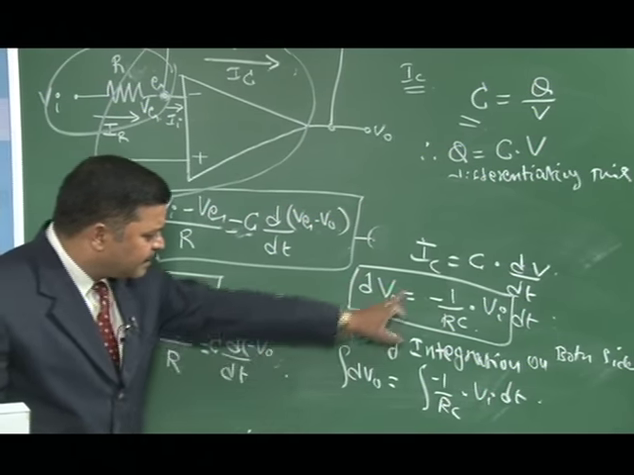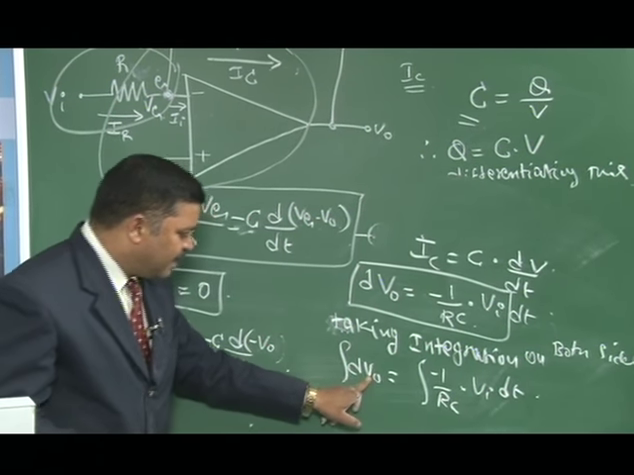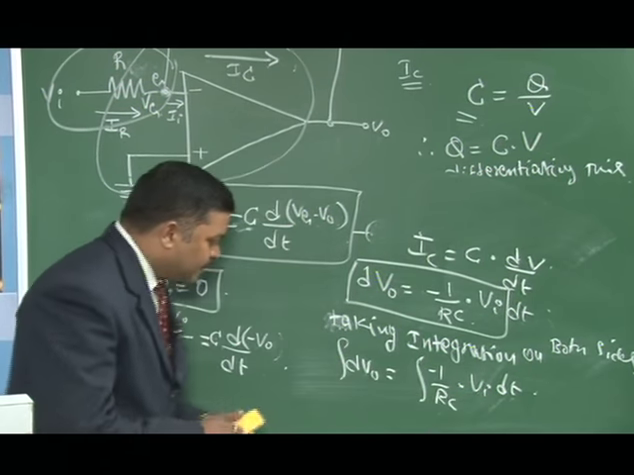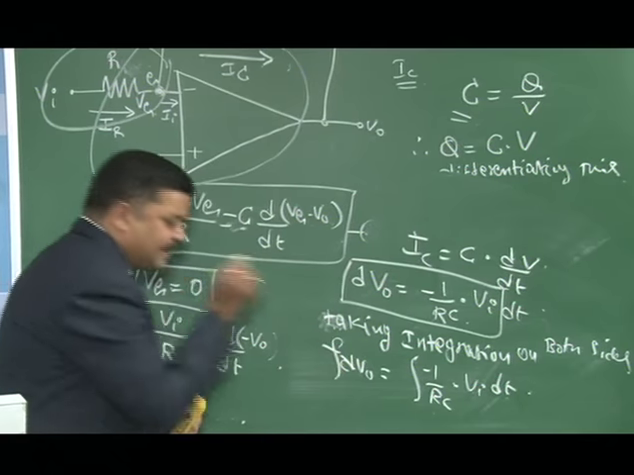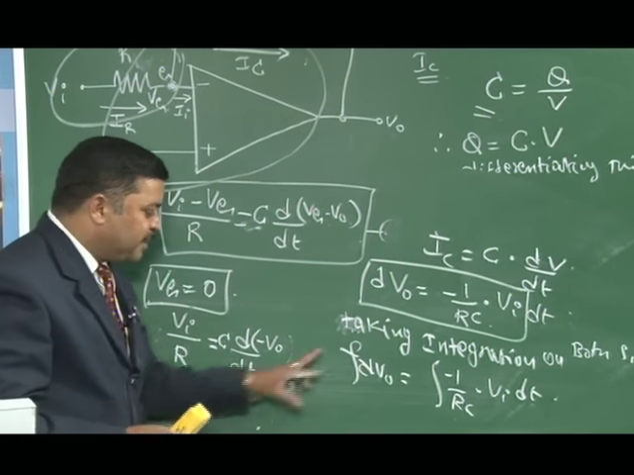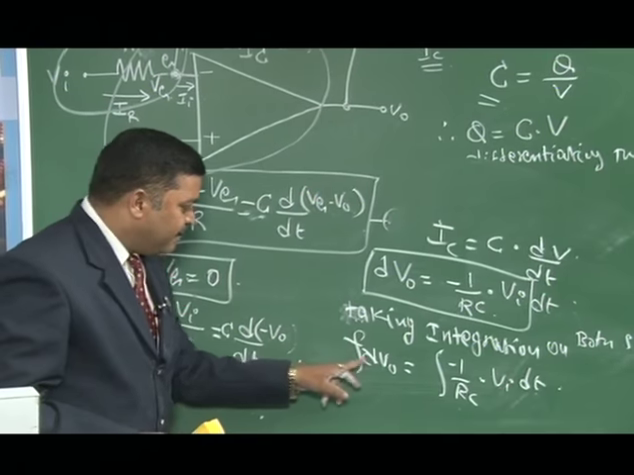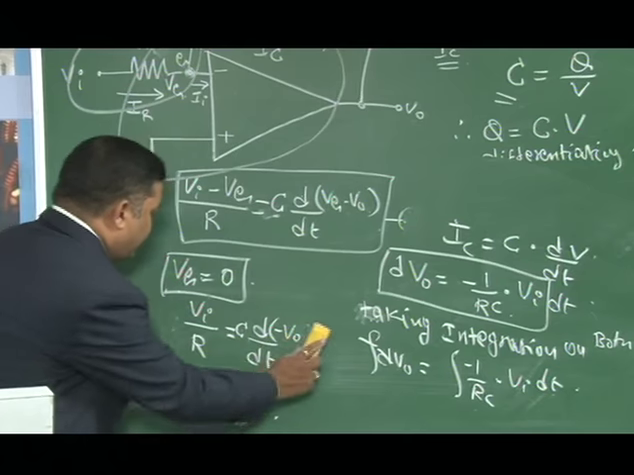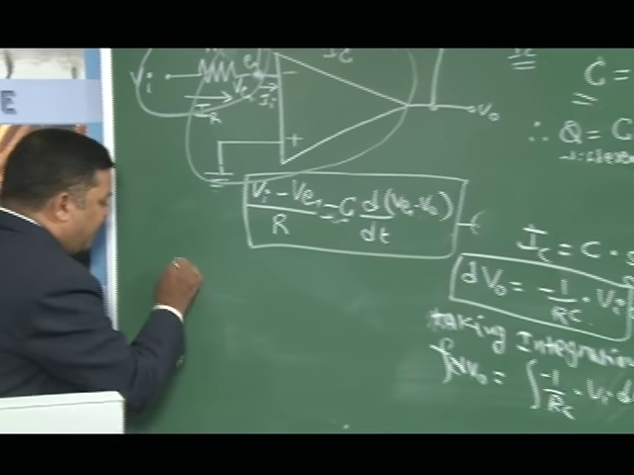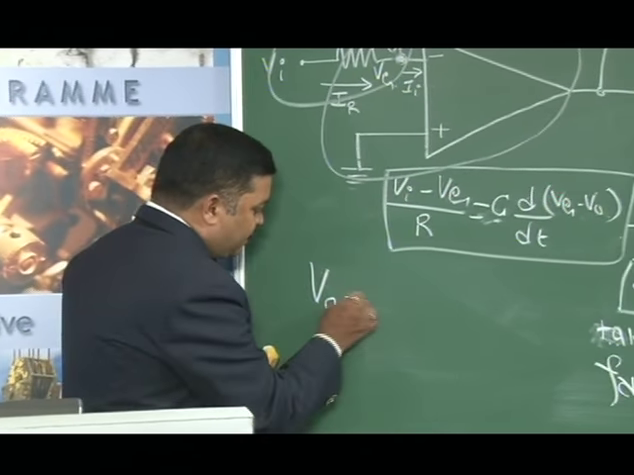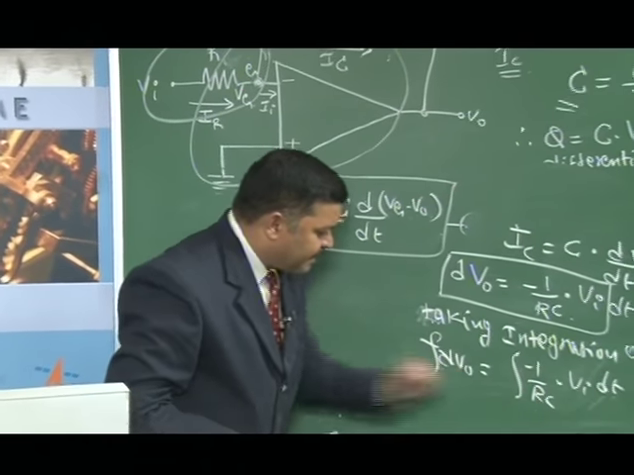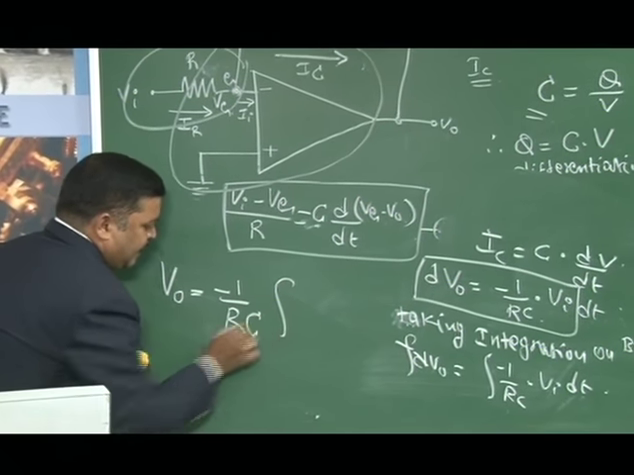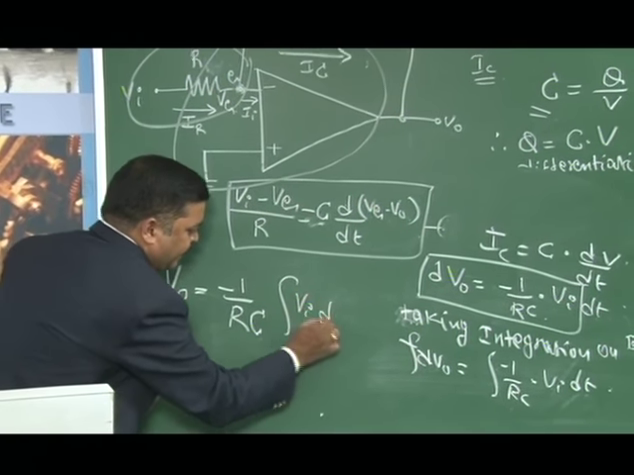So, if we take integration on both sides, integration of dV naught is equal to integration of minus 1 by RC into Vi dt. See here, d and integration cancel, because both are reverse processes. Therefore, on the left hand side we get V naught, which is equal to minus 1 by RC, a constant. Let me take out 1 by RC. It is integration of Vi dt.